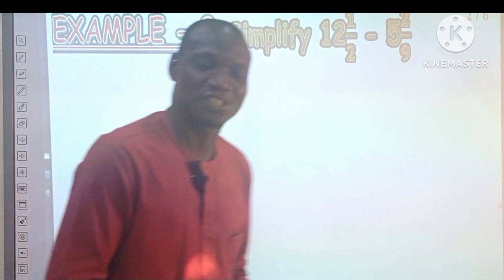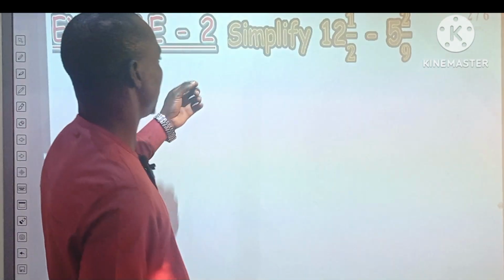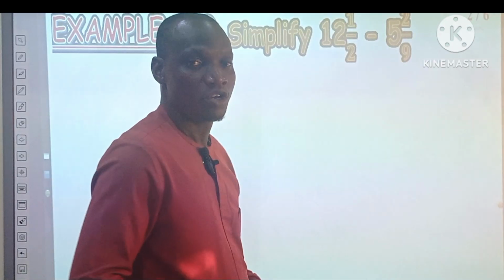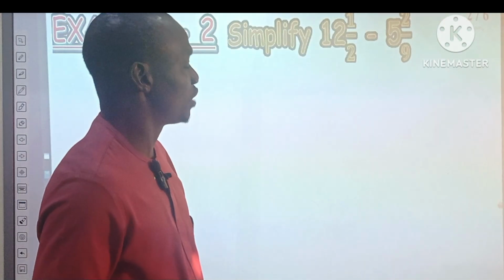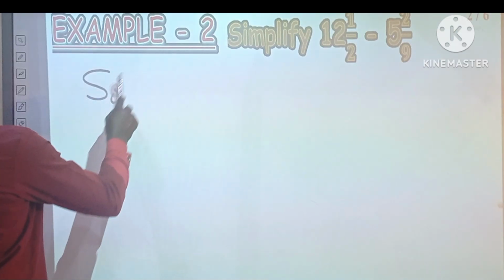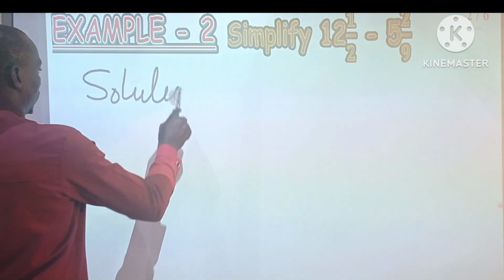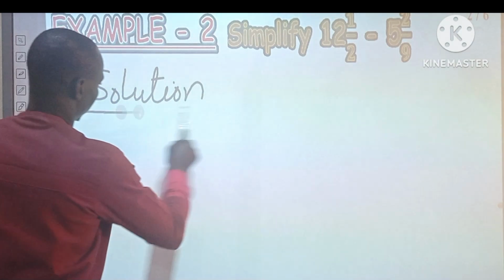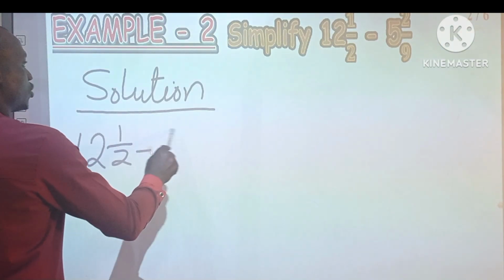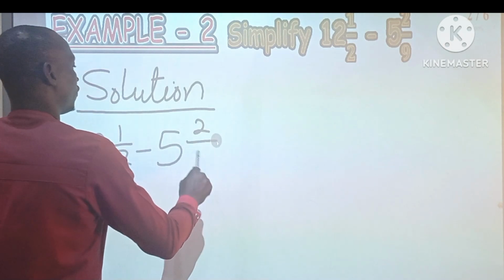Let's take our second question for today. And our second question is simple. We are asked to simplify 12 whole number 1 over 2 minus 5 whole number 2 over 9. Now, we'll first write out our solution. 12 whole number 1 over 2 minus 5 whole number 2 over 9.